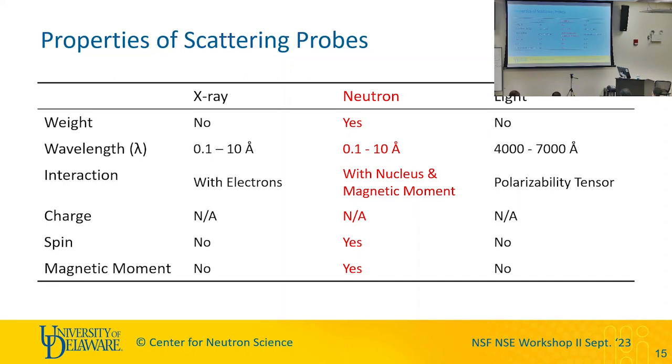And they're also on different length scales. Light has a much longer wavelength than the neutrons and the X-rays, so we're looking at different length scales in the system. So light doesn't see the atoms directly. It sees the polarizability of the material, which is a collective property.